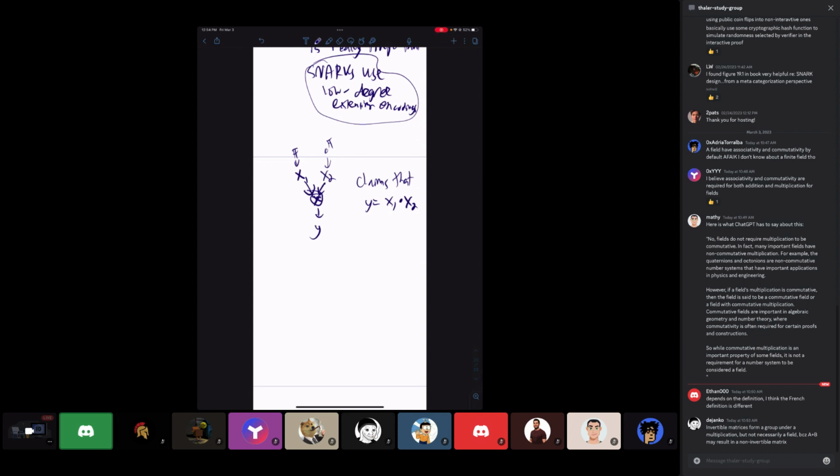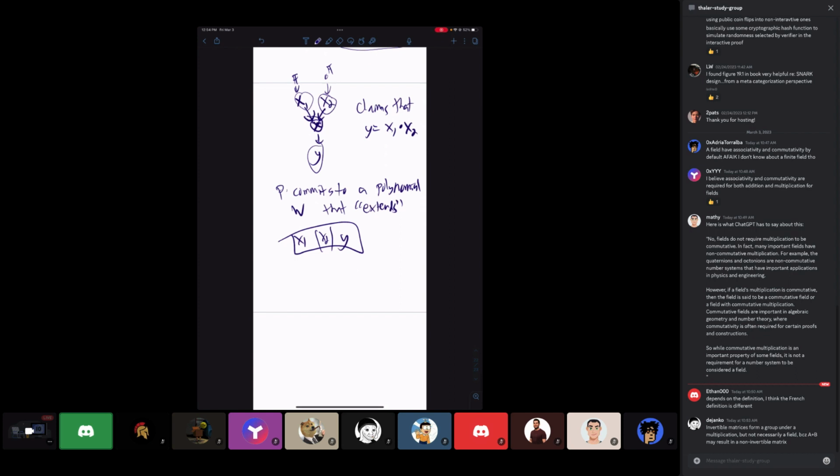Okay. So in a lot of SNARKs, the prover is going to prove this as follows. It's going to be really silly, but the prover is going to cryptographically commit to a polynomial w that extends, meaning it's the low degree extension encoding of the vector of values in the circuit. So it extends the vector x1, x2, y. What that means is it's a polynomial w so that w of 0 equals x1, w of 1 equals x2, and w of 2 equals y.